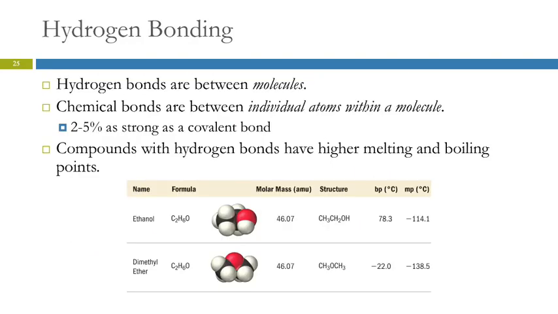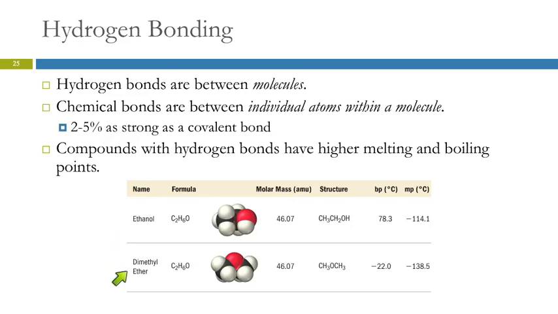It's not a chemical bond. Hydrogen bonds are between molecules. Chemical bonds are within a molecule. They are between individual atoms inside a single molecule. Hydrogen bonds are much weaker than a chemical bond. They are the strongest of the intermolecular forces we're talking about here, but they're still much weaker. They're only at most 5% as strong as a covalent bond.